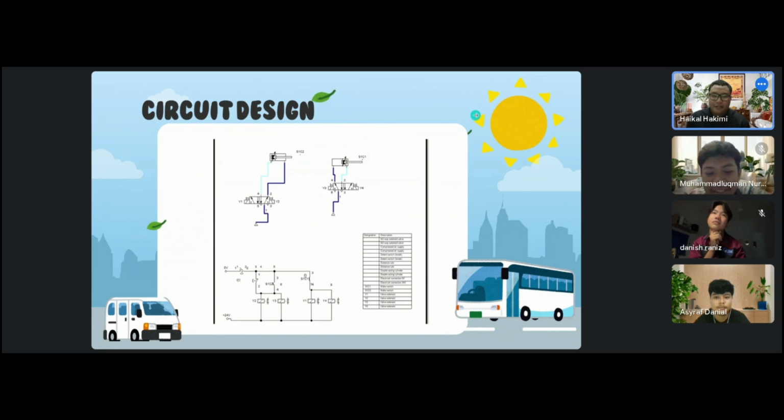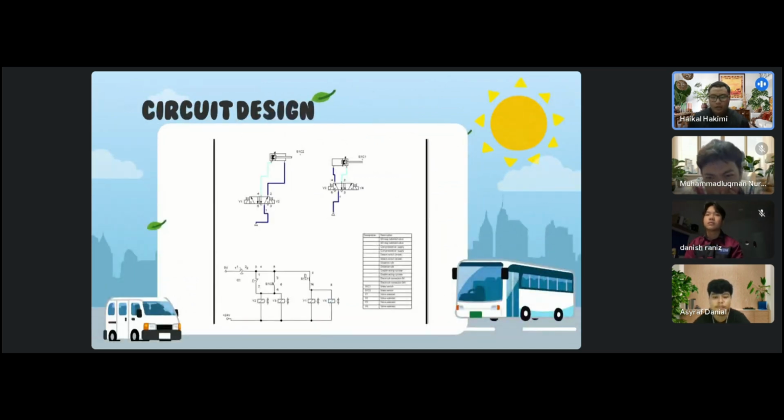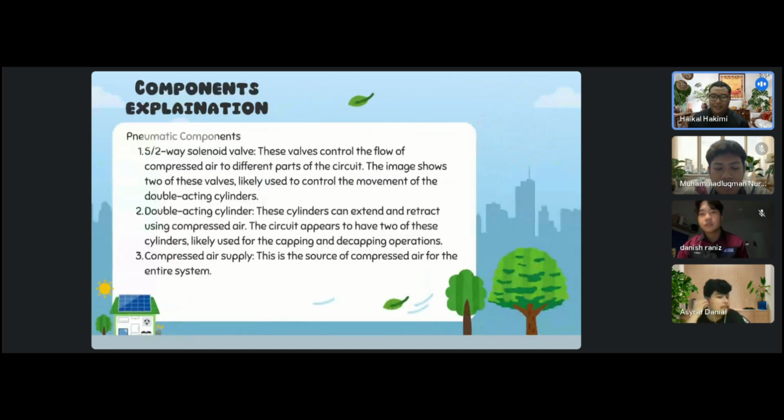Thank you to Lokman. My part is circuit design. I will show the circuit in this slide. Okay, continue. My part is component explanation. I will discuss the components that we use in the circuit.